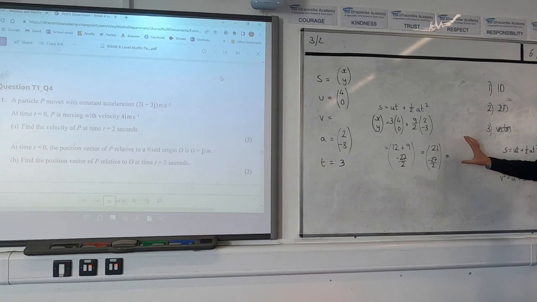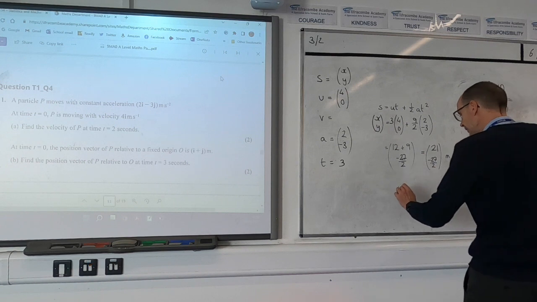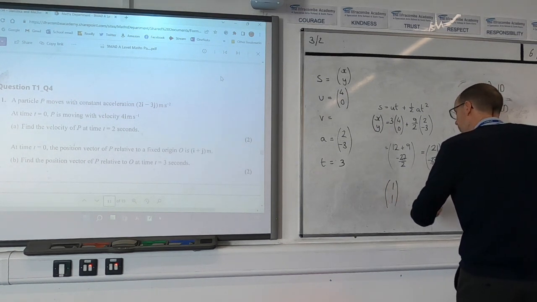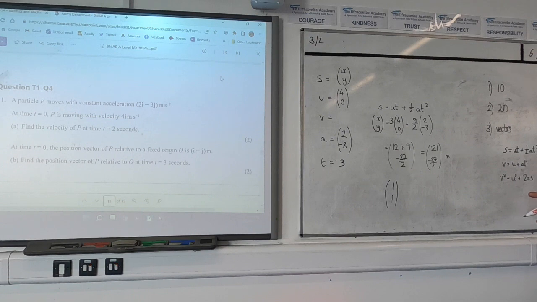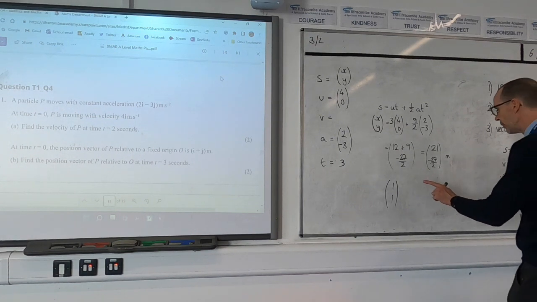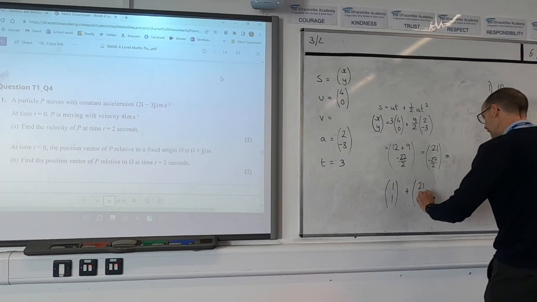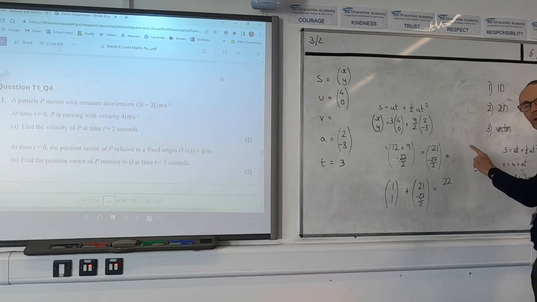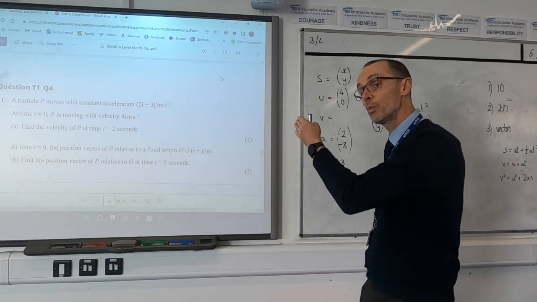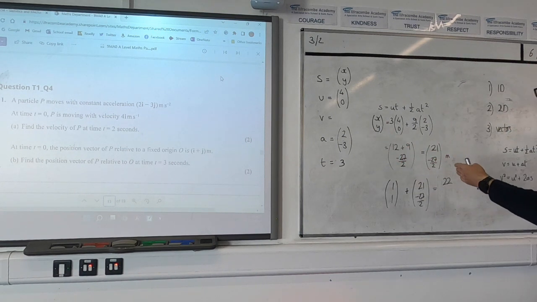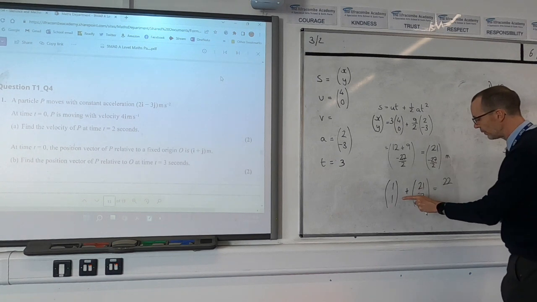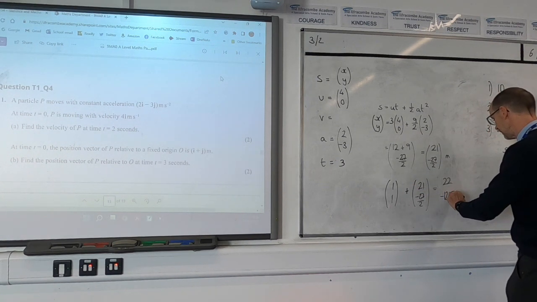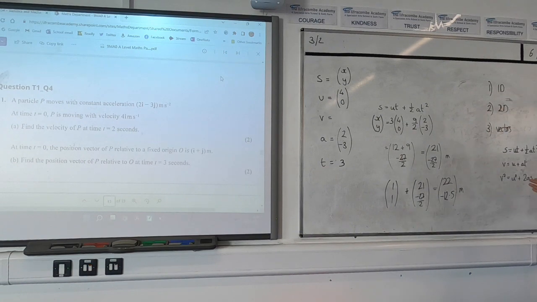So this answer here is how far it has moved from where it started. But it started at 1, 1. So its position relative to the origin will be 1, 1 plus how far it's travelled since it started. So although it's travelled 21 metres horizontally, it started 1 metre from the origin horizontally, so it's now 22 metres from the origin. This is 13.5, so it's 1 take away 13.5, so that's the position vector.